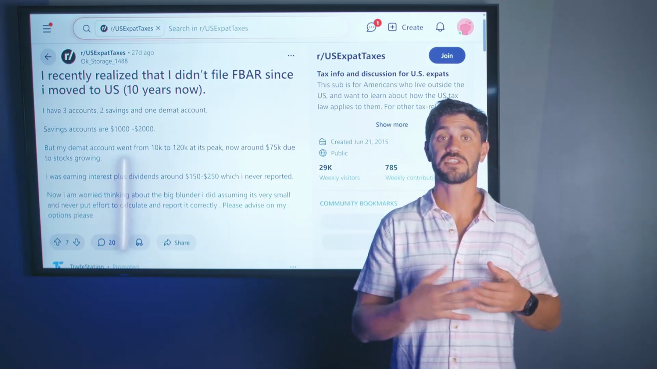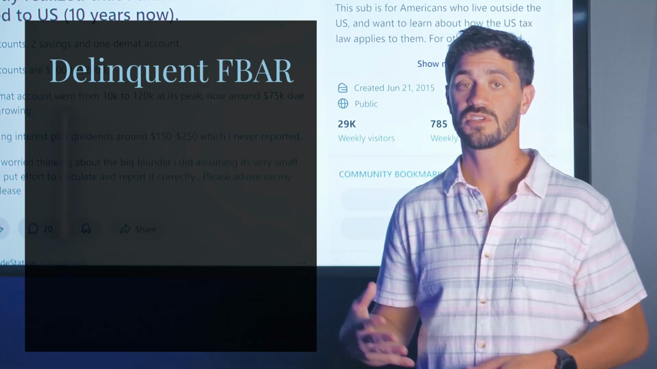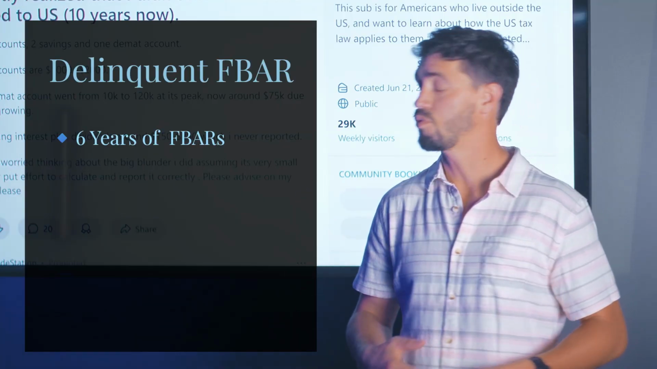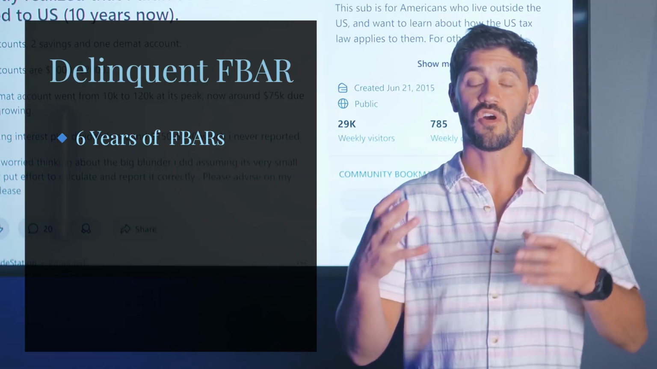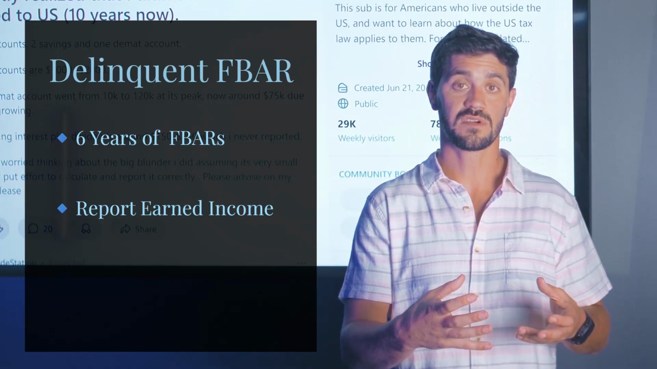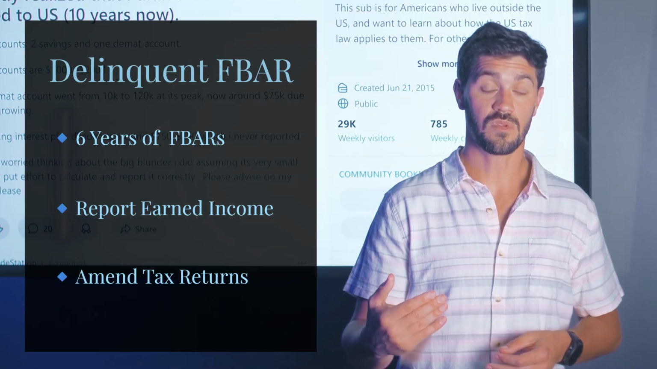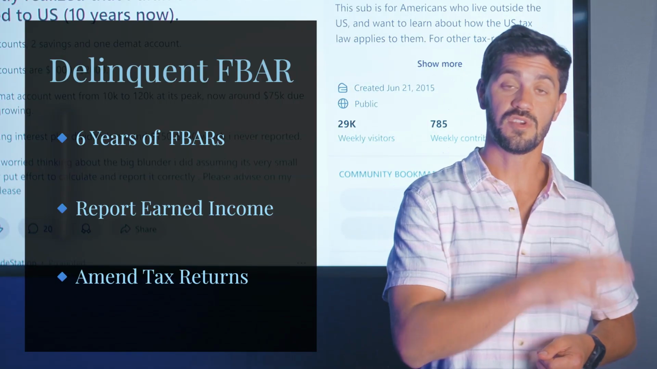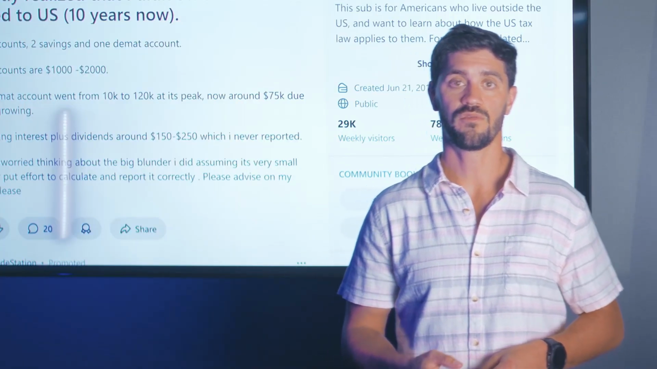So it's possible that this person could just file the delinquent FBAR submission procedure. So that's 6 years of FBARs to report these accounts, make sure that any income earned from those accounts is reported on your tax return. So maybe you have to go back and amend the tax returns to report the income related to these accounts. Then you can file the FBARs and you're good to go. You're back into compliance. You do it right going forward.